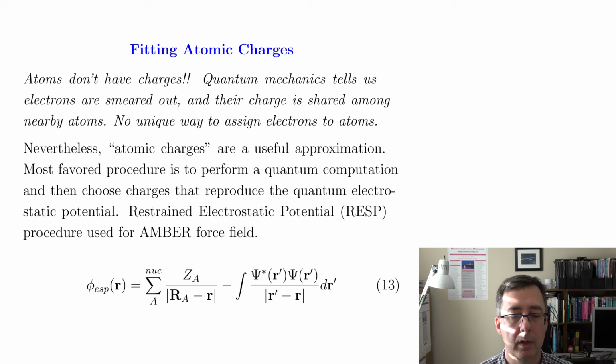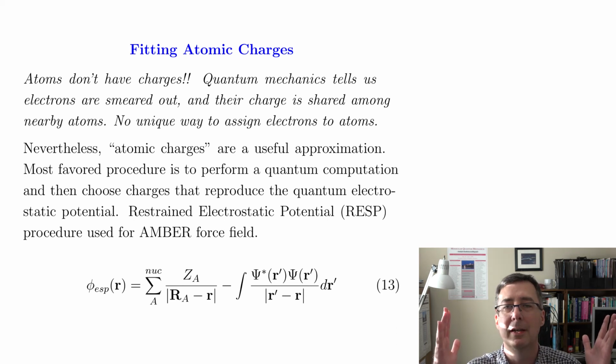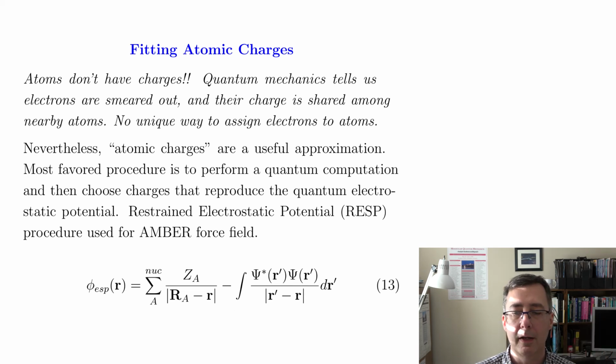Now, so what? That doesn't give me a nuclear charge. That gives me an electrostatic potential. But in the restrained electrostatic potential procedure, RESP, which was invented in '93, I read this paper when I was a grad student, the argument goes like this. If I know the electrostatic potential, because of equation 13, let me make up atomic charges that are centered on all the atoms, and I'm going to pick those charges such that I minimize the error in the electrostatic potential.